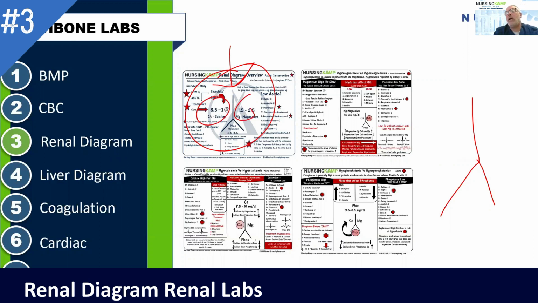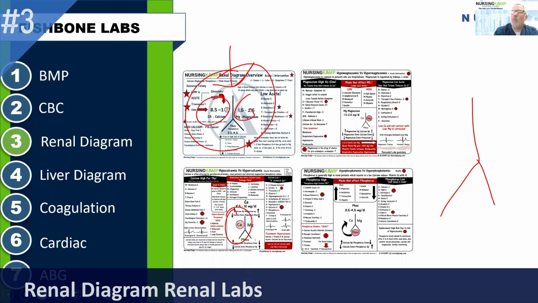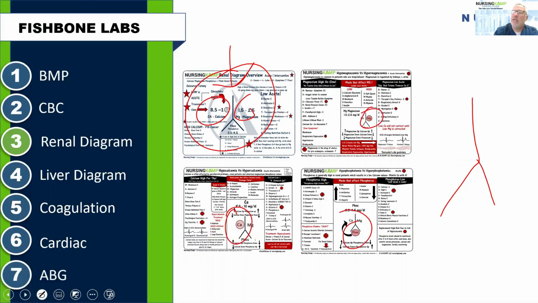So what I do is I basically say, what do you need to know? When do you need to call the doctor? And what is the general gist of these labs? And then we further break it down. So we'll talk about calcium in this one, magnesium, and phosphorus. And these are all renal related. So generally on renal patients, you have those labs.